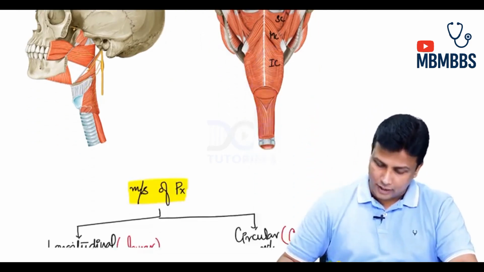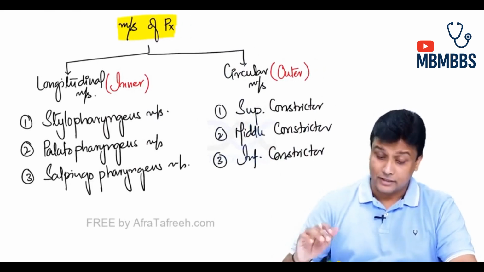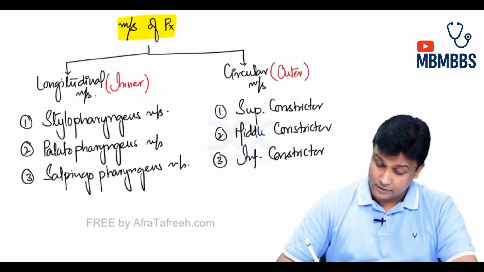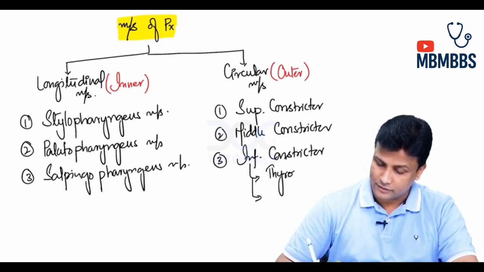Perfectly done. Now, after learning these muscles, I would like to add one more point here. The inferior constrictor muscle in turn will have two parts. One will be the thyropharyngeus part.